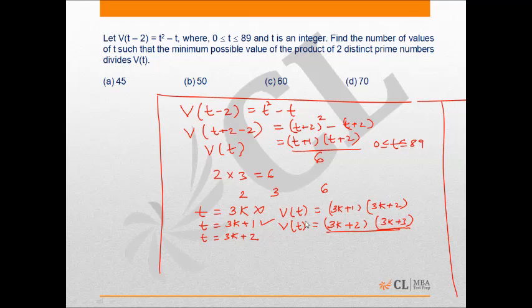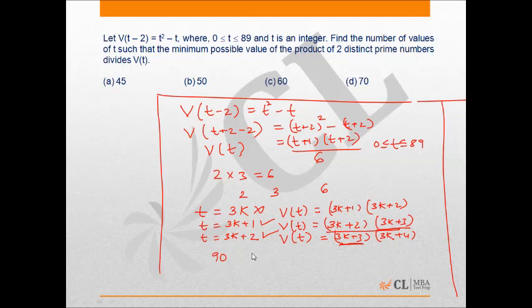Similarly, when you substitute 3k plus 2, the number would become 3k plus 3 multiplied by 3k plus 4. Again, 3k plus 3 would definitely be a multiple of 3, so this entire number would again be divisible by 6. We don't have to check for 2, because it's a product of two consecutive numbers, so it would definitely be divisible by 2 in any case. So we have to count the numbers of the form 3k plus 2 as well in the range 0 to 89.